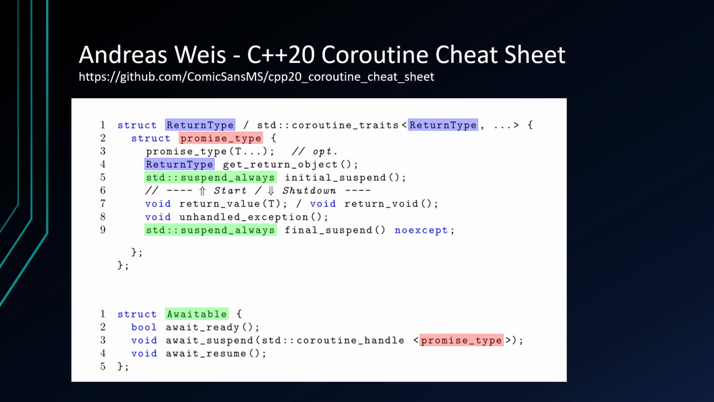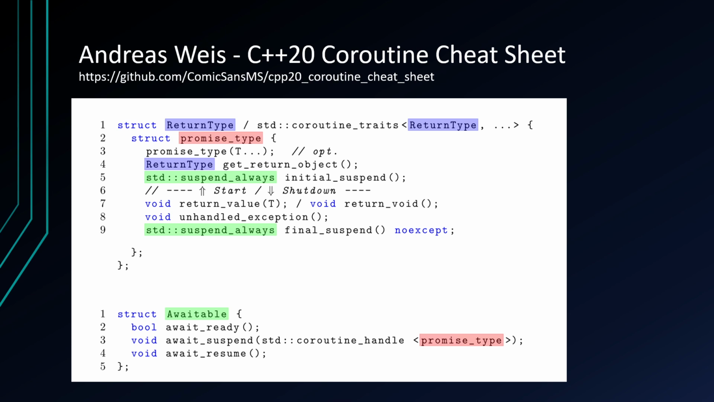A coroutine can return either nothing, in which case you implement return void, or it returns a value, in which case you implement return value. It is an error to implement both. So that's why he's got a slash there between those two methods.